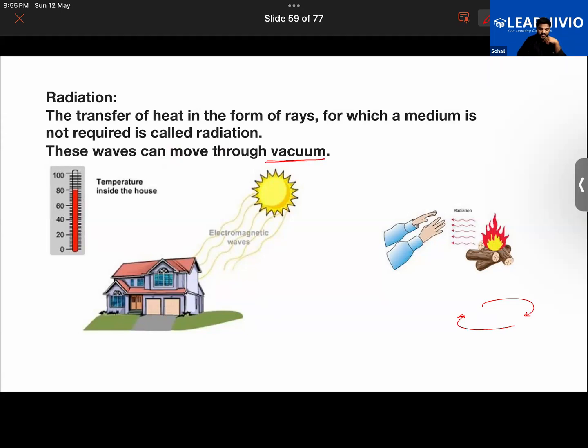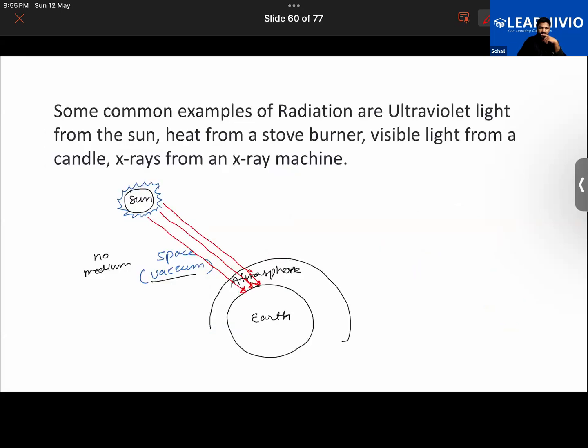From the sun, electromagnetic waves are coming. That's how heat comes on earth. For example, see this one. There is space. There's no medium present between the earth and the sun. It is only in the atmosphere of the earth that when the sun's rays reach it, they come into a medium. So there are some common examples of radiation like ultraviolet light from the sun, heat from a stove burner, visible light from a candle, or X-rays from an X-ray machine.